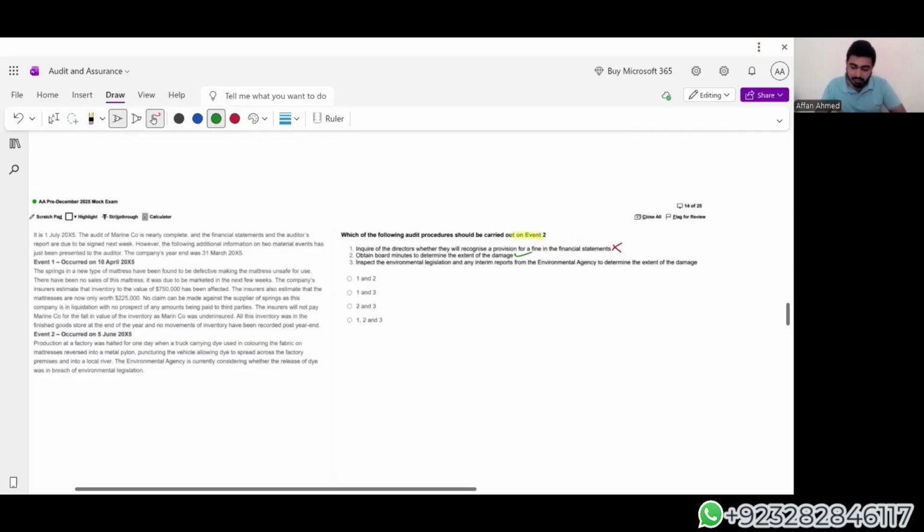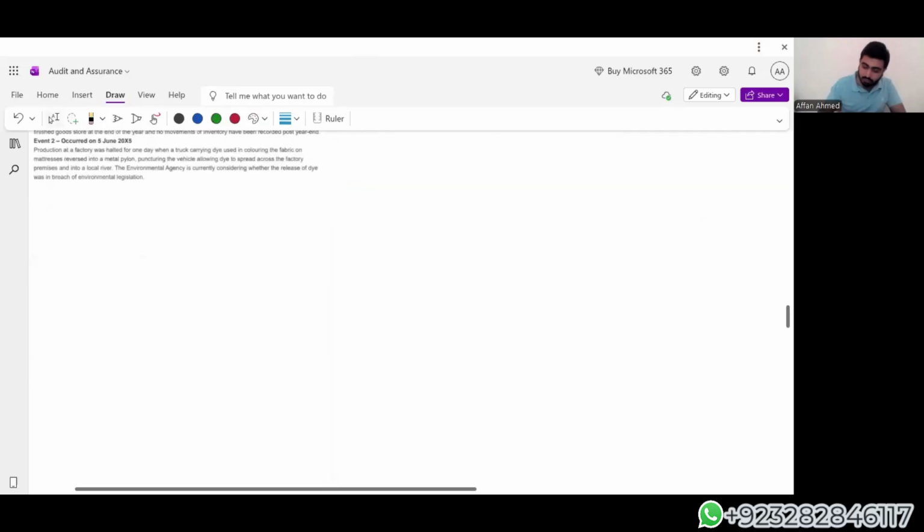Inspect the environmental legislation and any interim reports from the environmental agency to determine extent of damage. So if there is any law or regulation, will it help me identify the provision, whether we can record it or not? There can be a legal claim in the future. So we have to be ready about that, and we have to give a disclosure in the financial statements that there might be a contingent liability for us in the future. So yes, 2 and 3 is the correct option. So we will be choosing our option number 3 here.